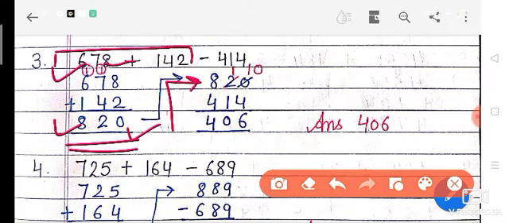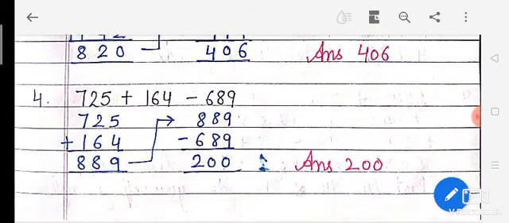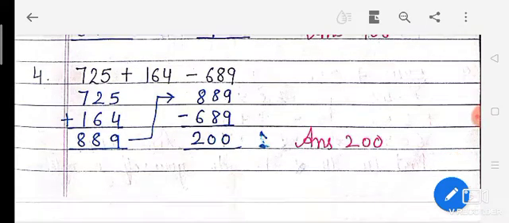This answer you will take here, 820 up, then minus sign will come, minus 440. So 10 minus 4 is 6, 1 minus 1 is 0, and 8 minus 4 is 4. Clear? Next is also same, 725 plus 164. 5 plus 4, 9, 6 plus 2, 8, 7 plus 1, 8. 889 you will take here, 689 you will subtract, that is 200 your answer.